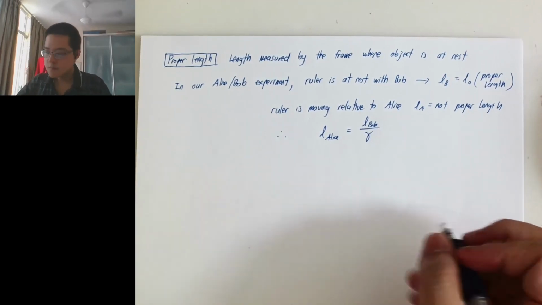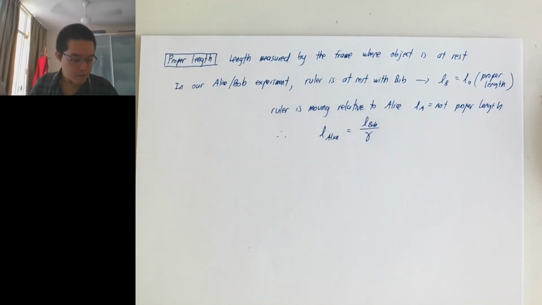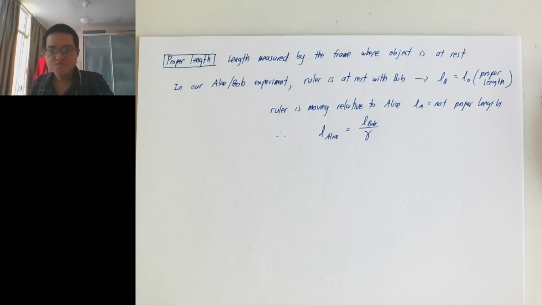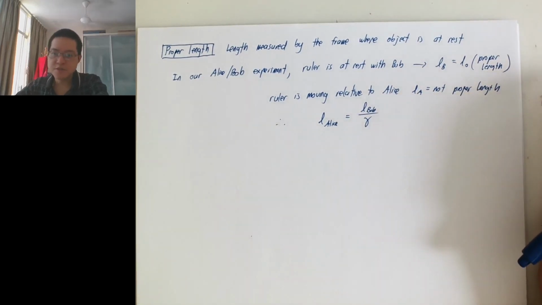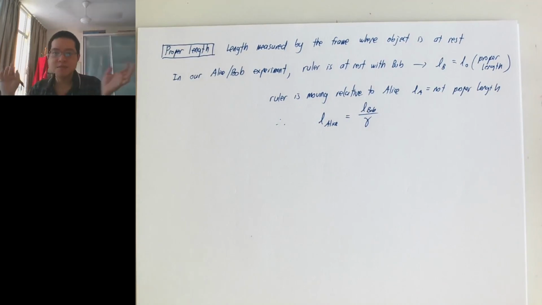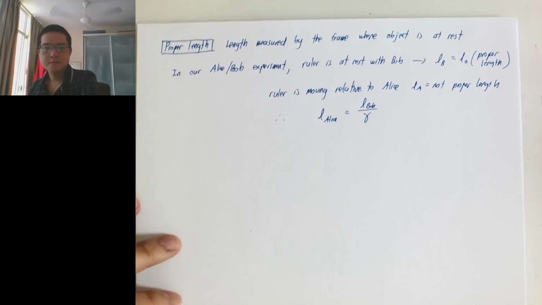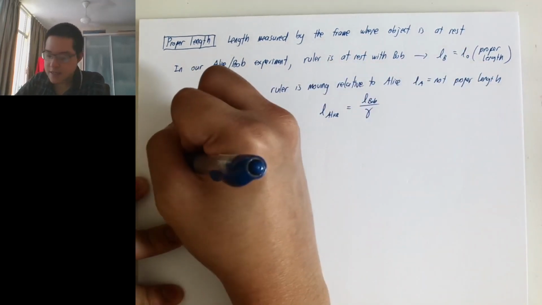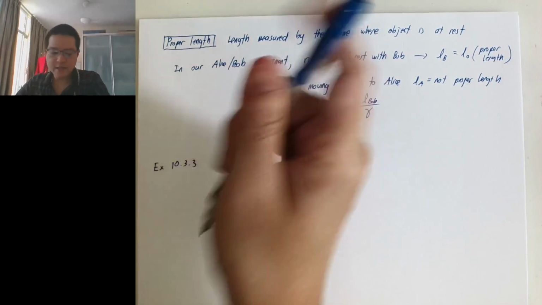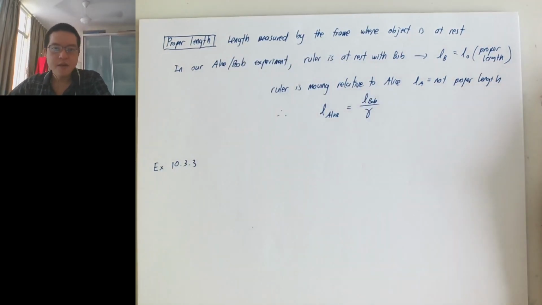Clear? Okay. What time is it now? So that's the lesson, postulate 2. We always observe light as 3 times 10 to the power 8 meters per second, no matter what frame we are using. So let's finish this example before we end the class. This is a very short example, 10.3.3.